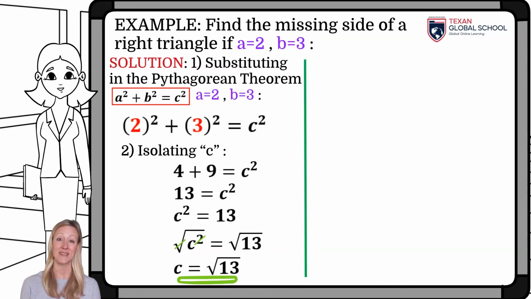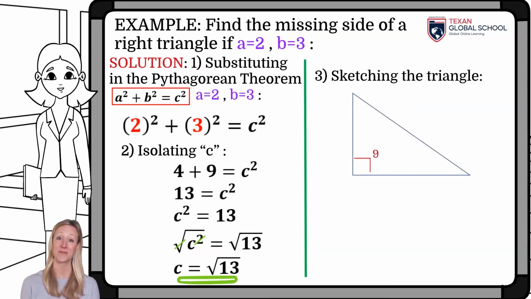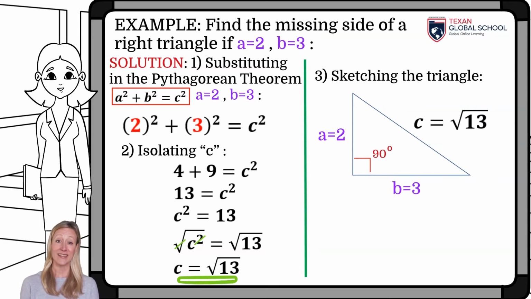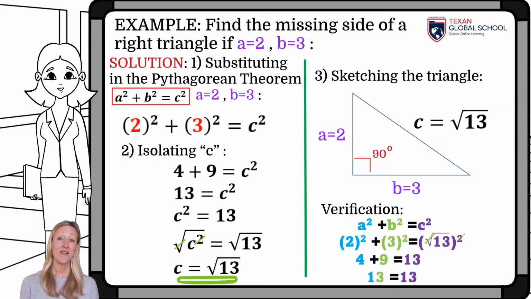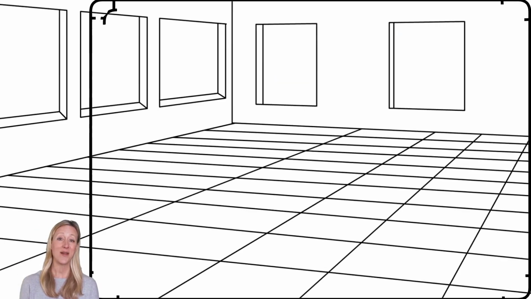With the three sides, we can sketch the right triangle: legs 2 and 3, and the hypotenuse of the square root of 13, about 3.6. Since the Pythagorean theorem is an equation, we can verify by substituting values to see if the equality is satisfied. By substituting, we can see that the result is indeed correct.